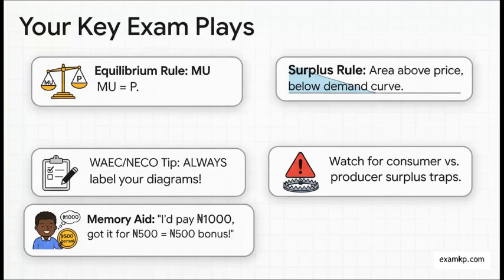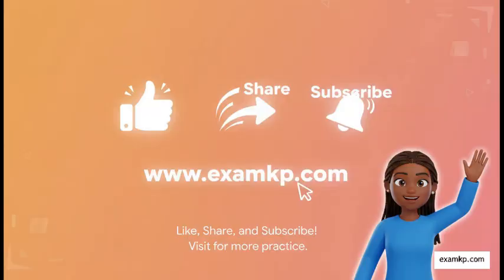For JAMB, watch out for their favorite trick, trying to confuse you with producer surplus. And if all else fails, remember that simple memory aid. I'd pay 1,000, but I got it for 500, so my bonus is 500. And just like that, you are so much stronger on this topic. I'd say you've achieved equilibrium.